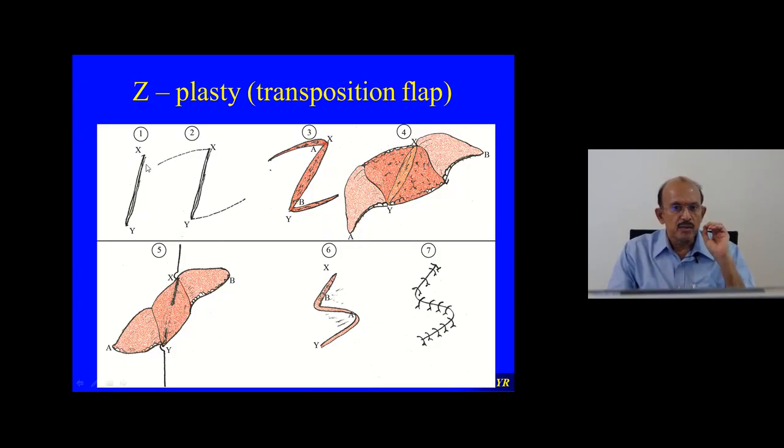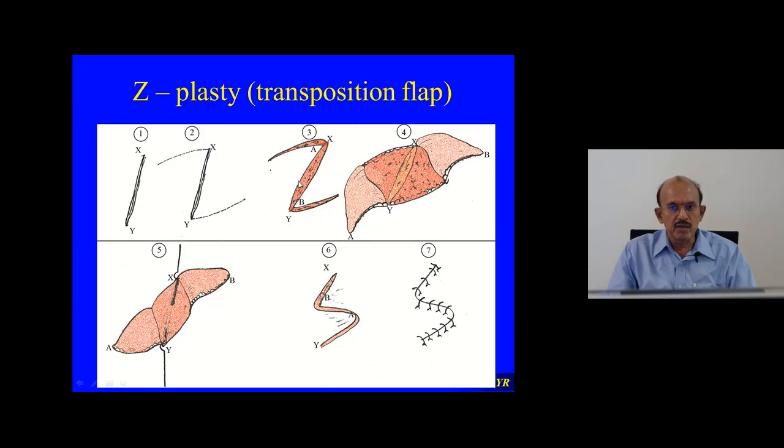So what you do is, you excise the scar, then you make a triangular flap on this side and another triangular flap on this side. That means you make a cut here and a cut from this side. So you are making this scar-excised area into a letter Z-like shape. So this is the flap, and this is the flap on this side.